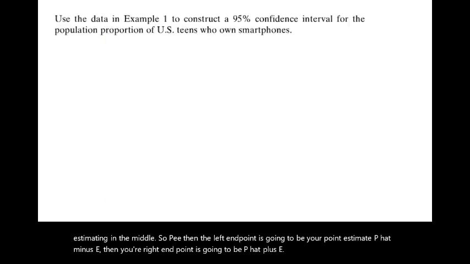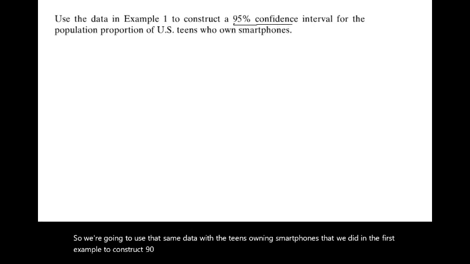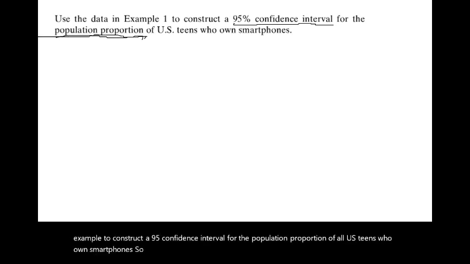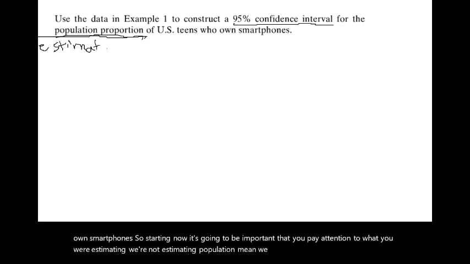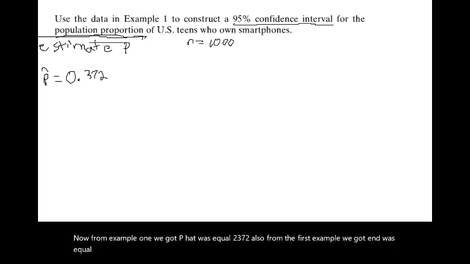So we're going to use that same data with the teens owning smartphones that we did in the first example to construct a 95% confidence interval for the population proportion of all U.S. teens who own smartphones. So starting now, it's going to be important that you pay attention to what you are estimating. We are not estimating population mean. We are estimating population proportion p. Now from example 1, we got p hat was equal to 0.372. Also from the first example, we got n was equal to 1,000.